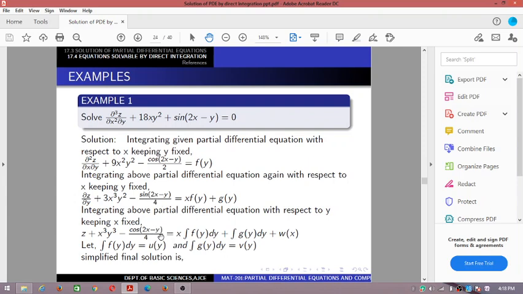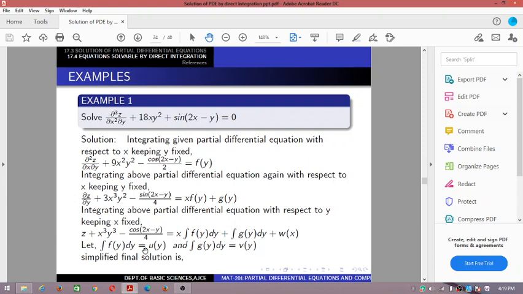Here the derivative value is minus, and the minus from the integral and the minus from the derivative will be cancelled out. Hence the term remains as negative, and it is equal to x into the integral of f of y dy plus the integral of g of y dy plus w of x. Since we are integrating with respect to y, there can be a constant which is a function of x. Now we consider the integral of f of y dy as another function of y, represented by u of y, and the integral of g of y dy as v of y.